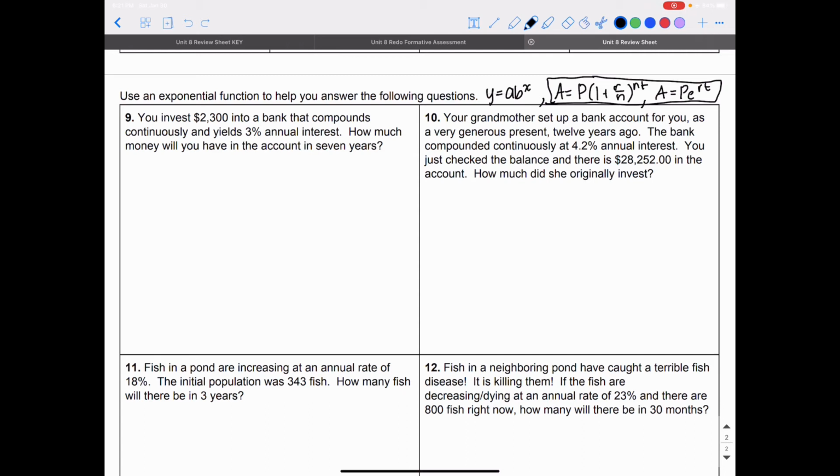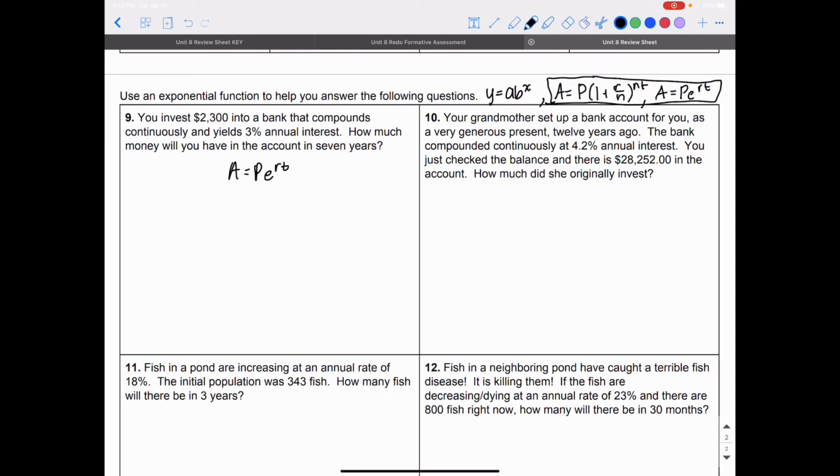I don't have to continue looking at the rest of this. I know compounds continuously tells me I'm using the compound interest formula for compounds continuously. That second one, A is equal to P times e to the rt power, because I see the word compounds and I see the word continuously.